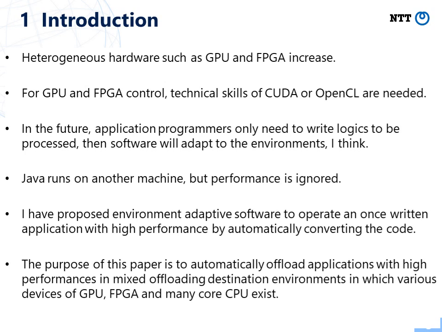Java runs on another machine, but performance is ignored. So I have proposed environment adaptive software, which operates a once-written application with high performance by automatically converting the code. The purpose of this paper is to automatically offload applications with high performance in mixed offloading destination environments in which various devices of GPU, FPGA, and many core CPU exist.